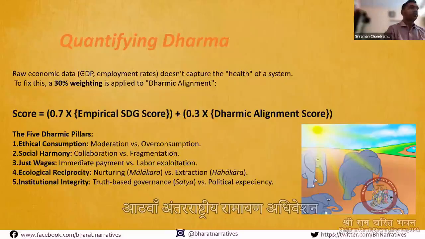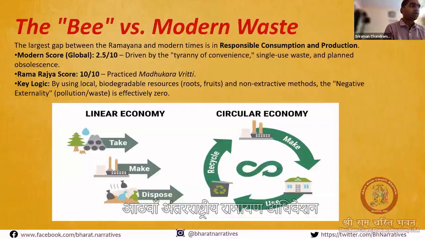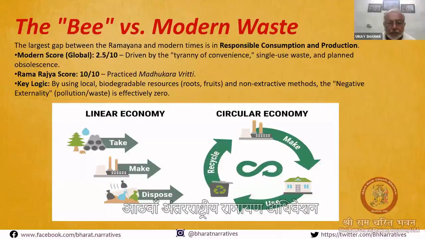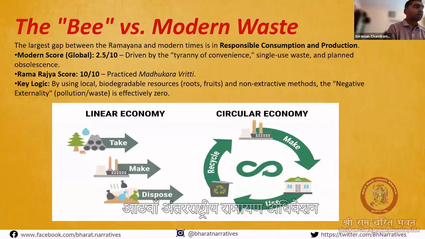Moving on, the Raajya versus modern waste. So the biggest difference that we found is that we don't have responsible consumption, as I pointed out in the previous examples. I'll just make it quicker. There is a lot of production that is happening, so we did a modern scoring across.